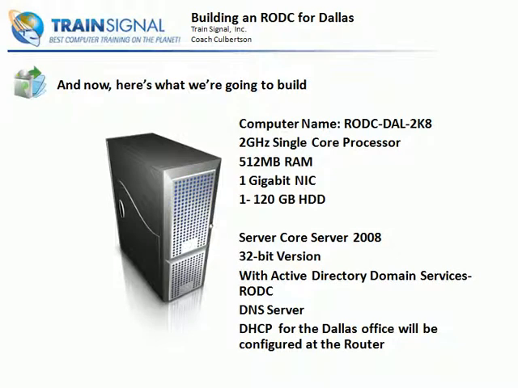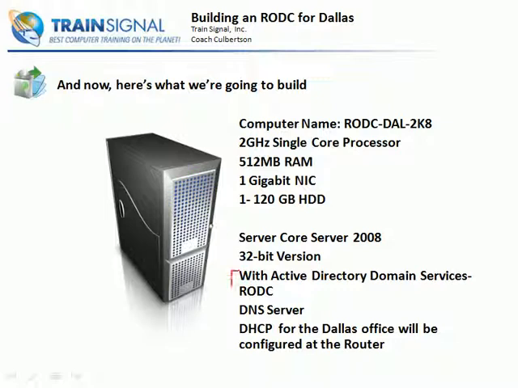All right, so here's what we're going to be building. We have a computer. We're going to give it a name, RODC DAL2K8. This computer has a 2 GHz single core processor. It only has 0.5 gig of RAM, a 1 gigabit network card, like all of our stuff does, and only one 120 gigabyte hard drive. We are, of course, going to be running Server Core 2008, the 32-bit version, though. We're going to have a 32-bit processor, so we're stuck with a 32-bit version. Of course, this box, remember, doesn't have to be super-duper powerful.